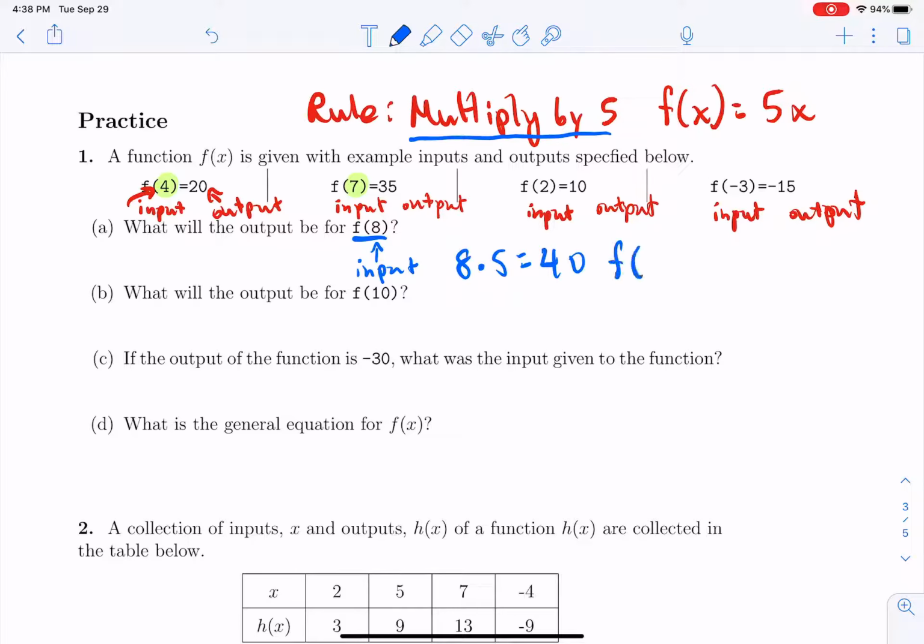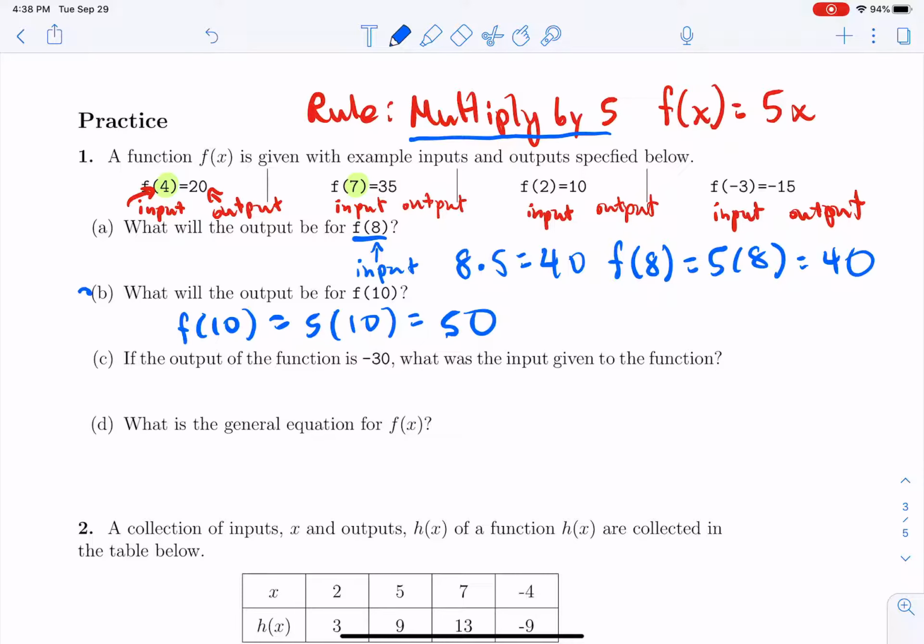Now, if I were to use my function notation to write that, I would write f of 8 equals 5 times 8, which is 40. Okay, what will the output be for f of 10? Part B. So f of 10 equals... you're right if you said 50. If I use my function rule, 5 times 10 is 50.